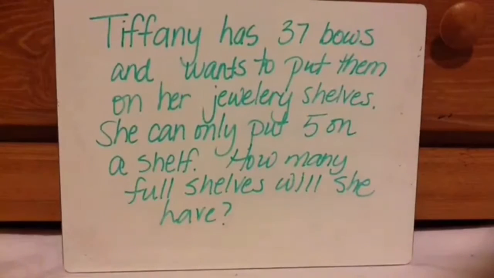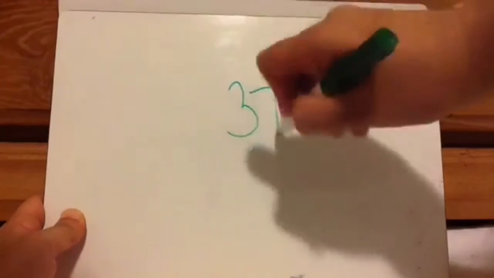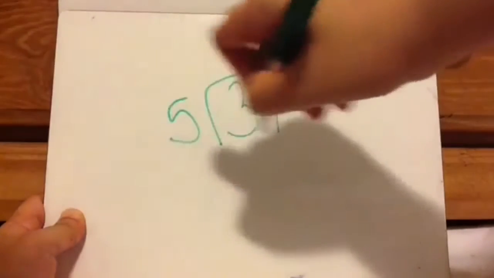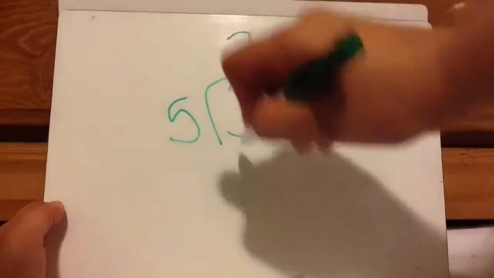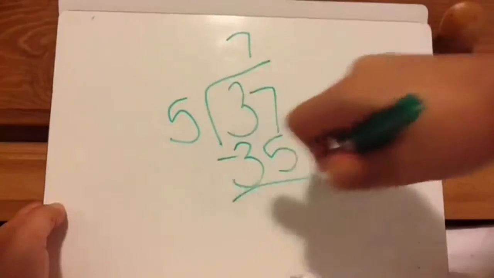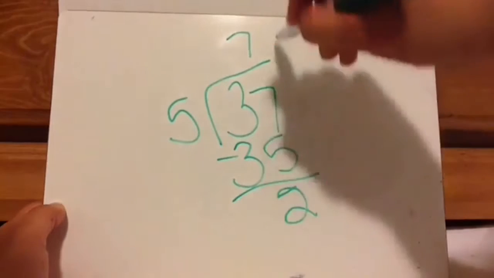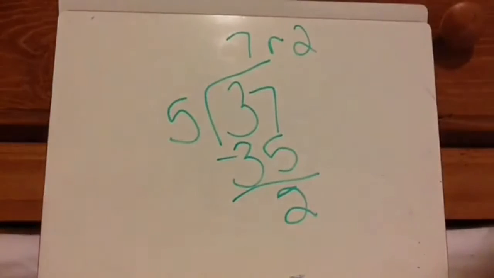Let's look at a different kind of question. Tiffany has 37 bows and wants to put them on her jewelry shelves. She can only put 5 on a shelf. How many full shelves will she have? So let's do the division real quick. We know 37 bows divided by 5. 5 goes into 37, 7 times. 5 times 7 is 35. 37 minus 35 equals 2. 7 remainder 2 is my answer.